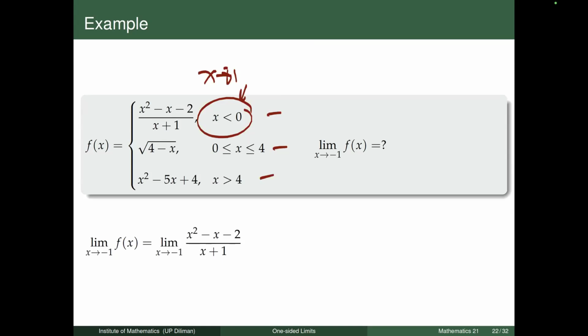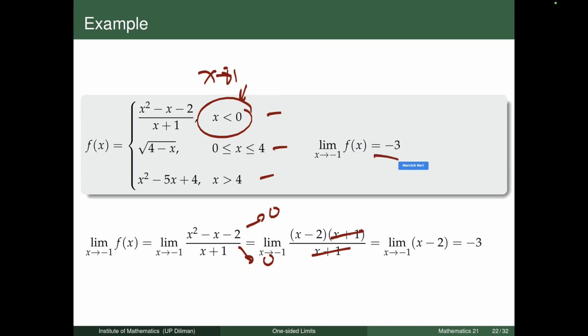And if you replace negative 1, the numerator goes to 0. The denominator goes to 0. So, it's indeterminate in form. So, that means we can use the factor theorem. And we can factor x plus 1. This will cancel. And you just have the limit of x minus 2 as x approaches negative 1. You replace x by negative 1, you get negative 3. And so this limit is negative 3. Okay? So no problem with that.